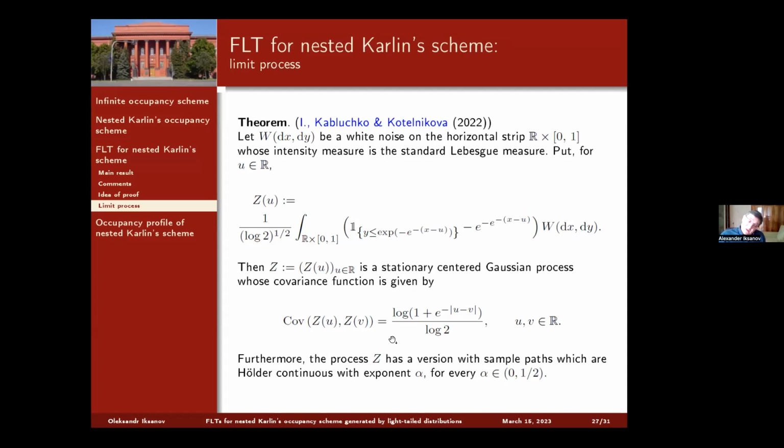And finally, the very last claim about further continuity follows from the Kolmogorov-Chentsov theorem. And to apply the theorem, the integral representation is not needed. The explicit form of covariance suffices.